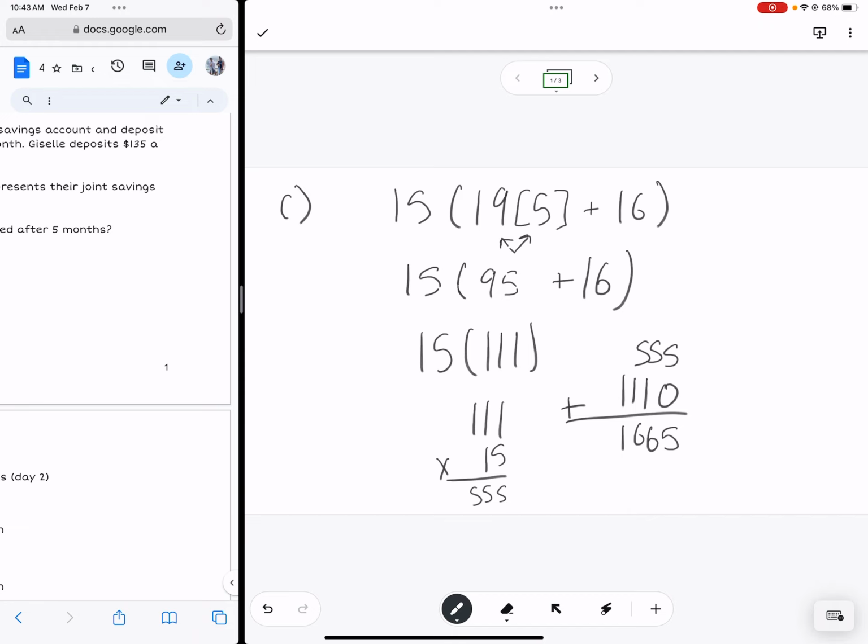I'm right. So what does this represent? Savings after what? 5 months. Yep, savings after 5M or 5 months.